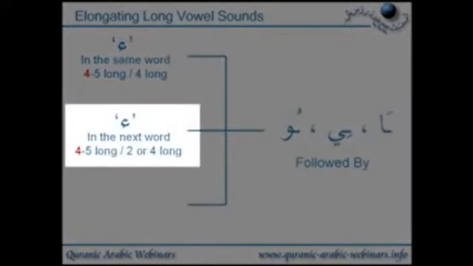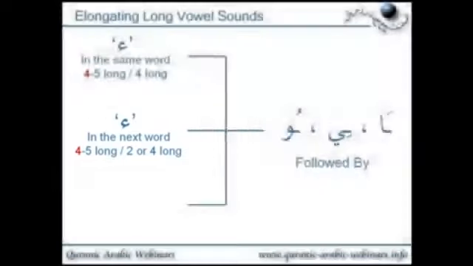The second rule is if any of the long vowels are followed by Hamza, and the Hamza is actually in the next word, i.e. it's the first letter of the next word, then you pronounce it either 4 to 5 long, or in some books they'll say 2 or 4 long. So again, if you stick to the 4 long, you'll be safe.